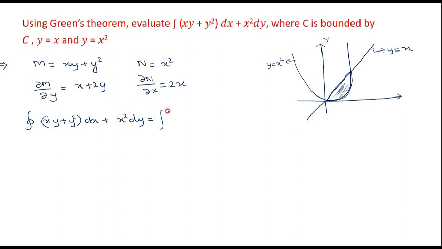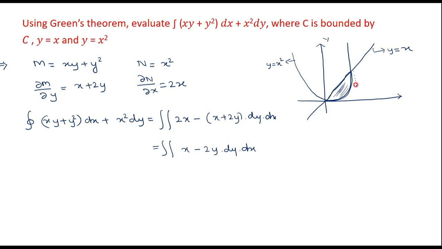According to Green's theorem, the line integral of (xy plus y square) dx plus x square dy can be written as the double integral of dou N by dou x, so it will be 2x, minus dou M by dou y, x plus 2y, dy dx. So that is the double integral of 2x minus x, which is x, minus 2y, dy dx. So we have to find the limits for this integral over this region.